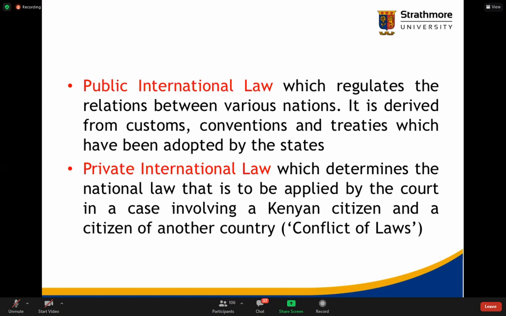Private international law, on the other hand, determines the national law that is to be applied by the court between foreign citizens. If a Chinese citizen, and there are so many here in Kenya, is in Kenya, or even in China, and there is a Kenyan citizen and they're doing business together, and one of them does not respect the contract or something happens in their business relationship, they need a court to solve that issue. Then that comes the area of private international law, where it tries to determine how such conflicts can be solved.